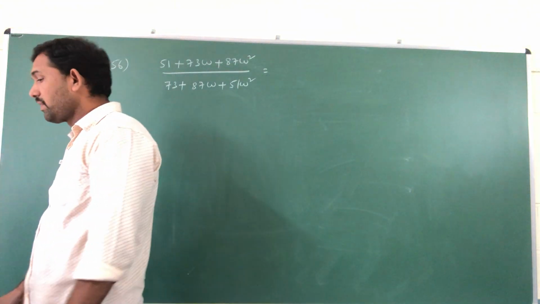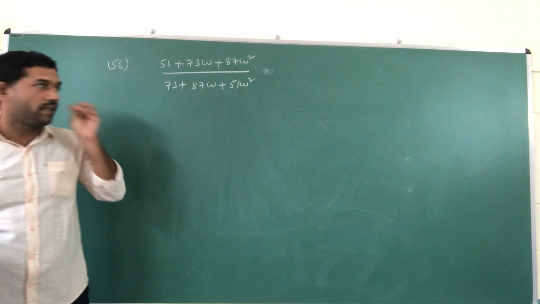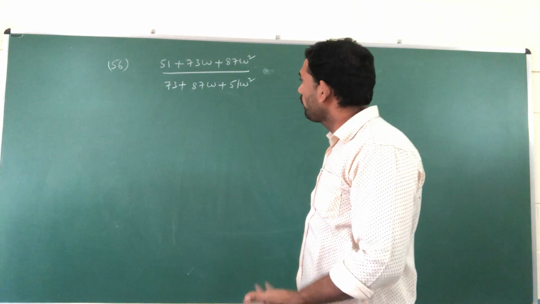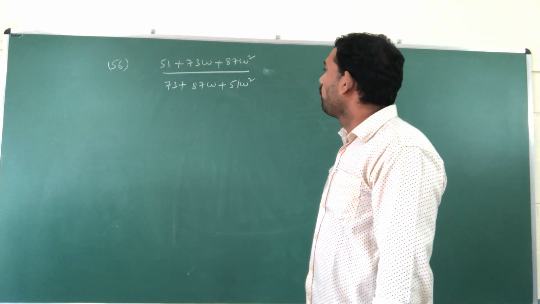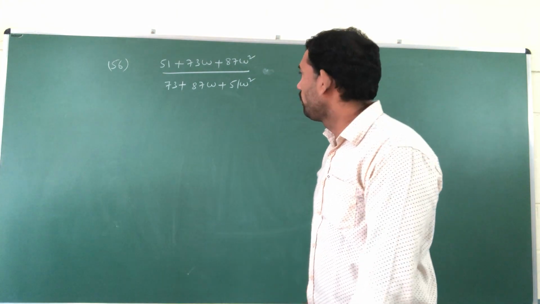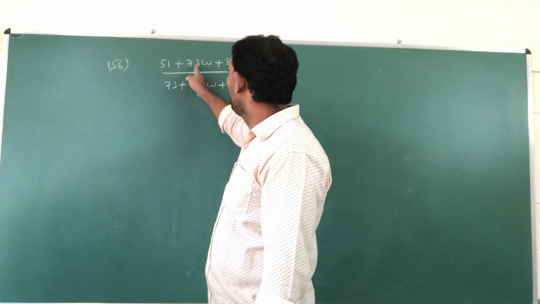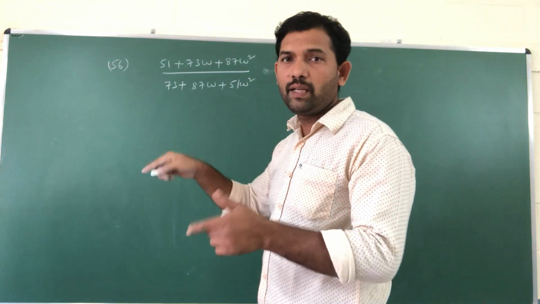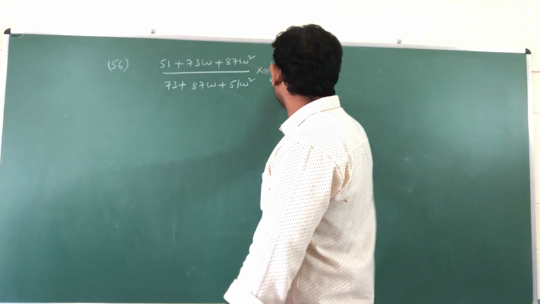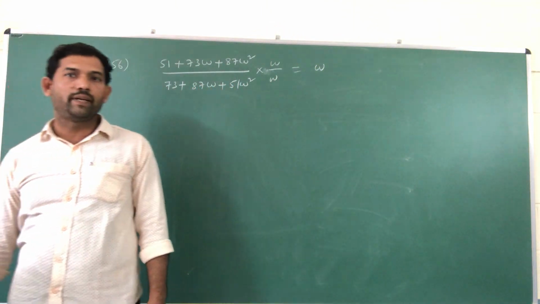This is the first value. Pairwise you have to simplify and compare. The numerical values are the same. So what value are we multiplying and dividing here? ω² only you have to take. Otherwise you take ω: here 73ω is there, here 73 is there, so multiply and divide with ω. After simplification we are getting ω only.